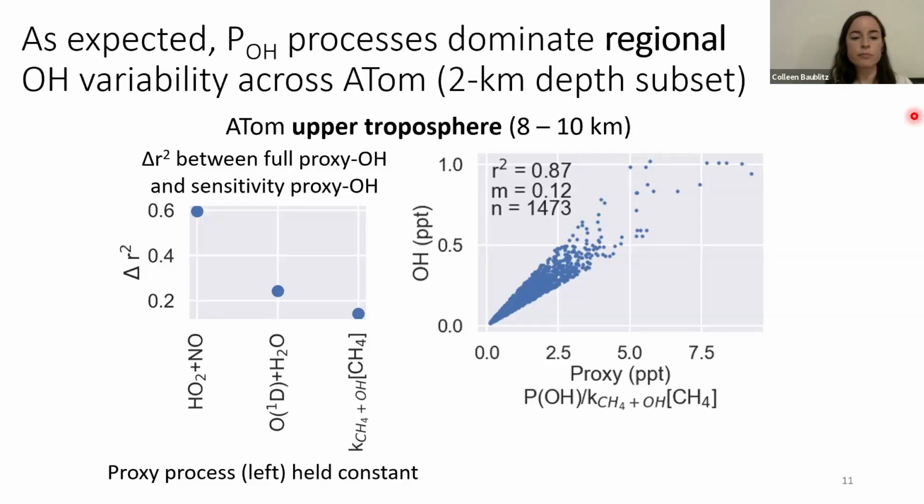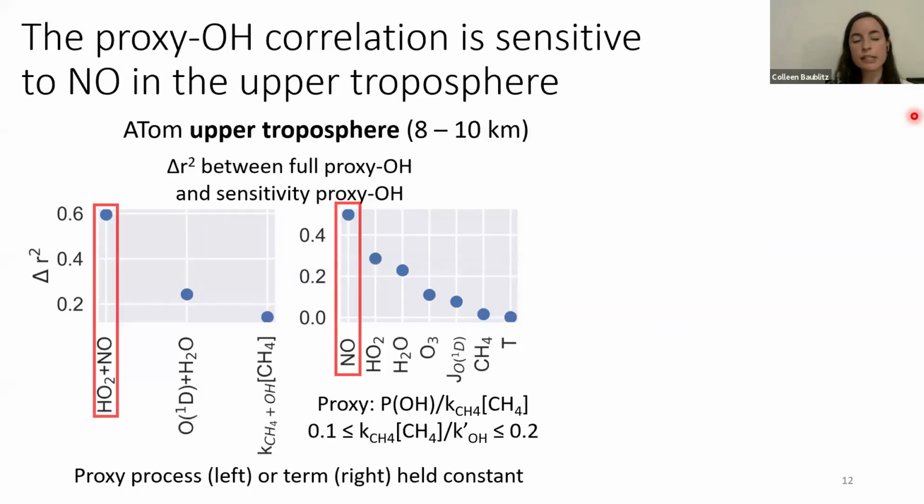Before I go on, I just want to note with the scatter plot on the right that even when we break down the troposphere into this smaller region, the proxy still seems to reflect OH variability quite well. Going on from here to consider what we can take away from this regional decomposition of the proxy, we see from the plot on the left that in the upper troposphere, HO2 plus NO is the most influential process in terms of the proxy relationship with OH. And then on the right, that NO is the term to which the proxy variability is most sensitive.